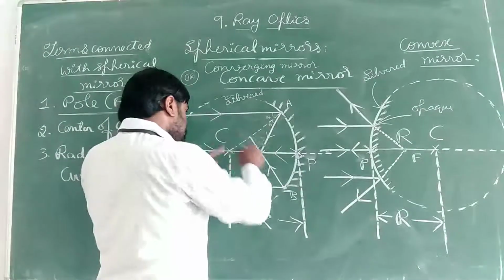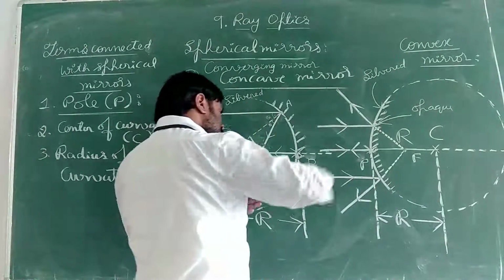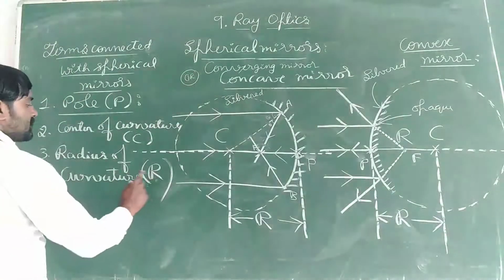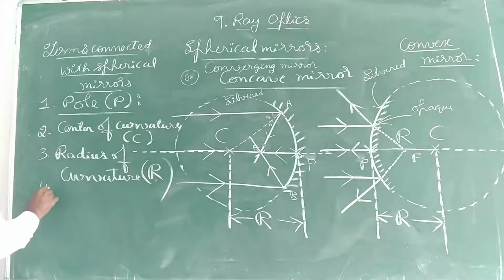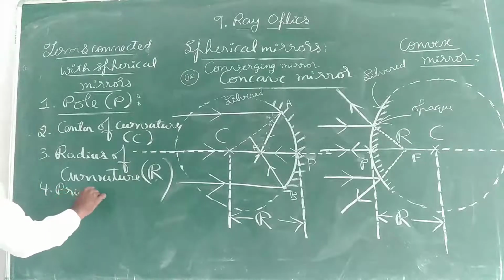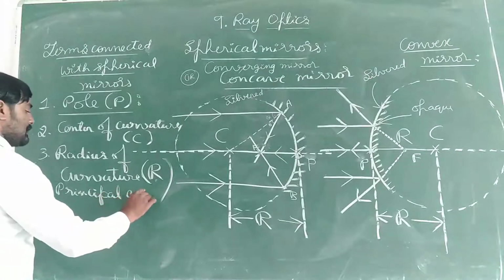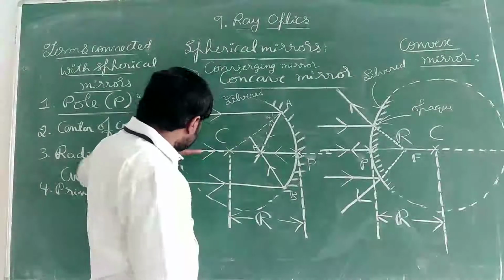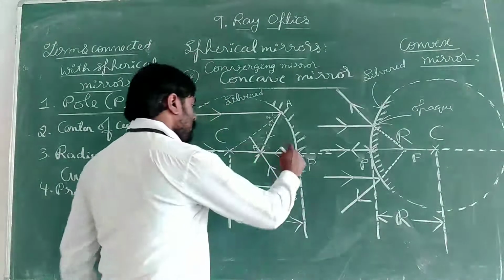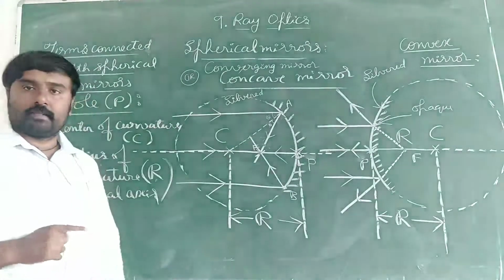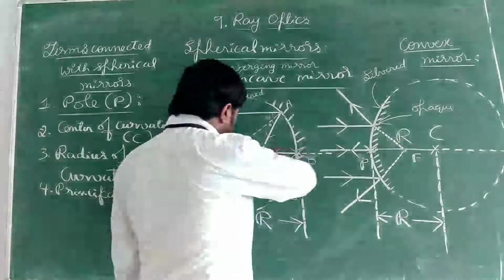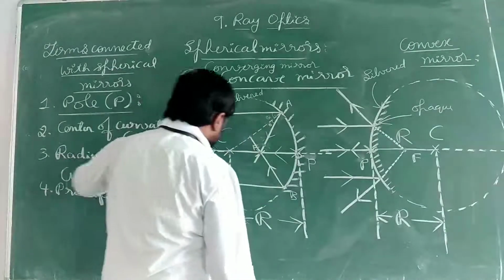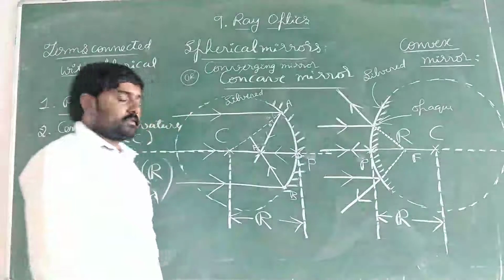Radius of curvature is the radius of the sphere, but the given mirror is a part of it. The symbolic representation is capital R. And principal axis. Principal axis is a line passing through the pole and center of curvature. So that is called the principal axis.